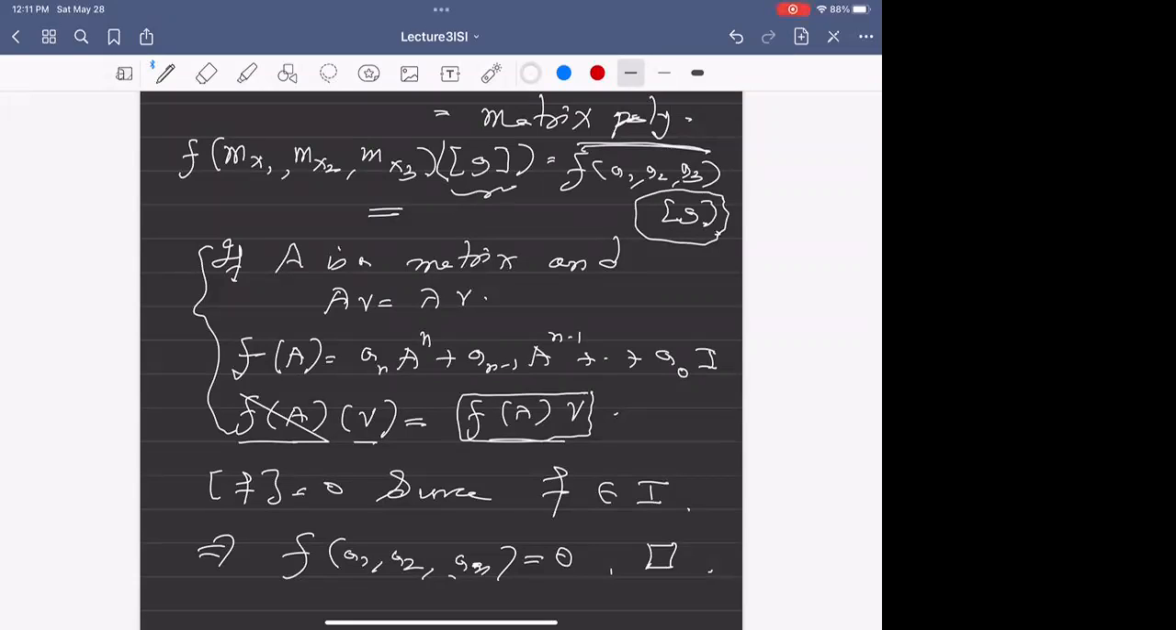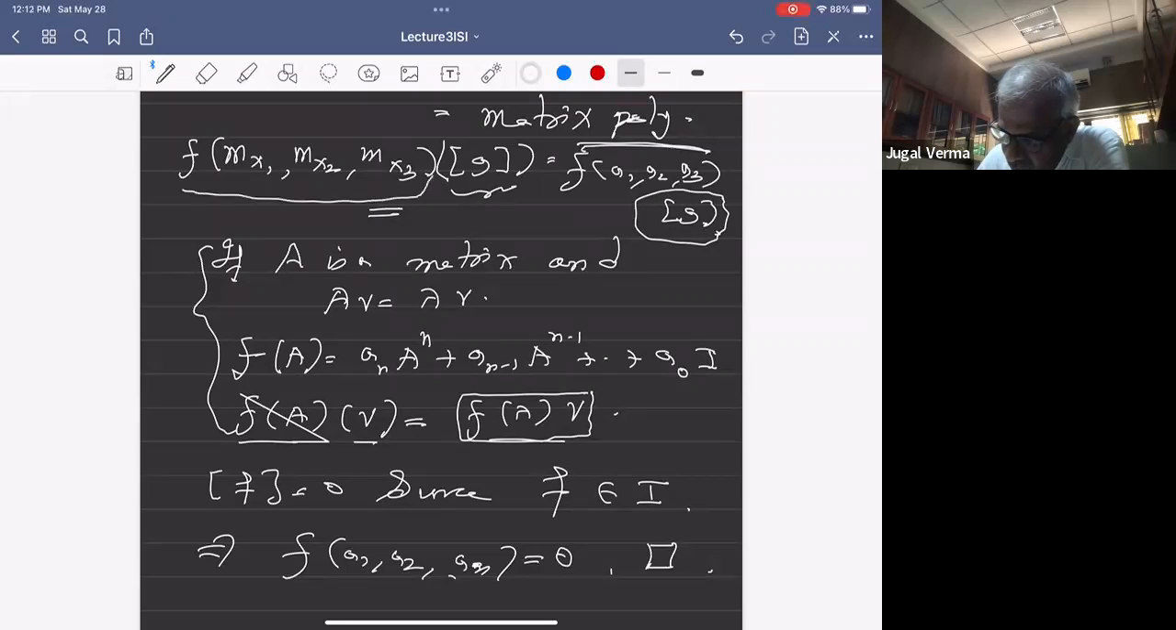So this f(m_x1, m_x2, m_x3) is the zero matrix, because f belongs to I and its residue class is 0 in R mod I. So this is the zero matrix, and so the zero operator. But the right hand side consists of a multiple of an eigenvector, and the eigenvector is a non-zero element in R mod I in this vector space. So f will vanish at these a_i's.